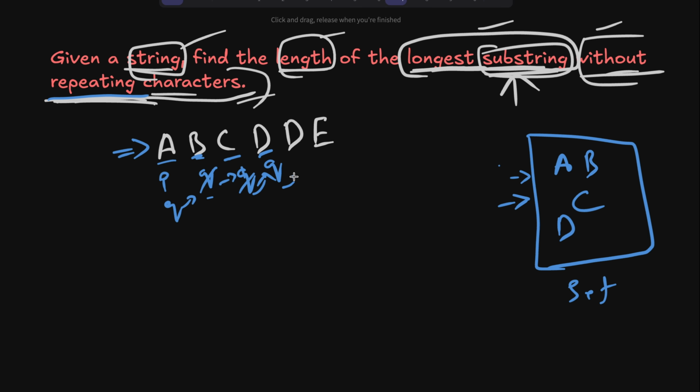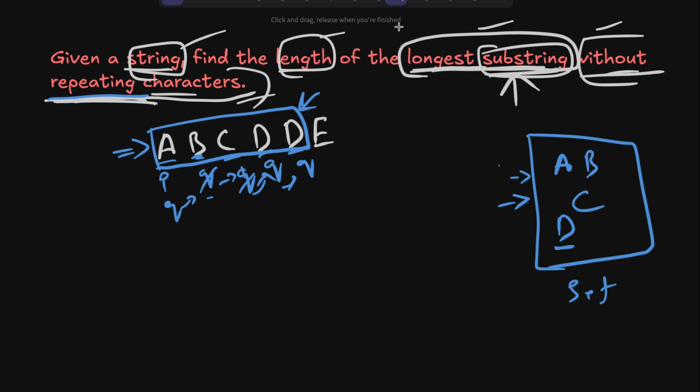Then again I will shift here and I have a D again. So I will check, is D present in the set? It is present in the set. It means this particular window from A to D is not valid, because what it means is that this particular window does not have unique characters. It has some repeating characters, and that's why it is not valid.